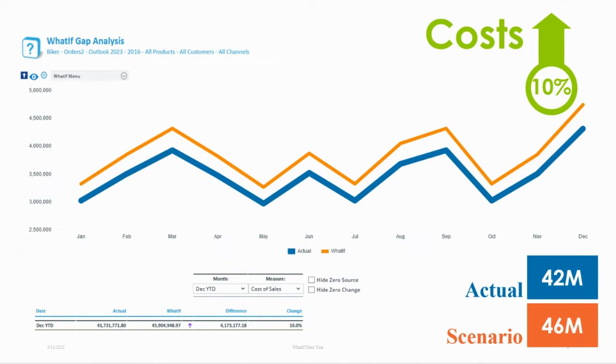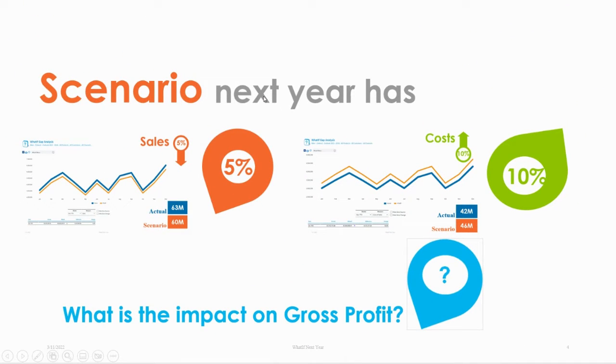Ditto for costs. The scenario is tracking at 10% higher than actuals. So by the end of the year, actuals would be 42 million and our scenario would be 46 million. So the question is, what's the impact on our gross profit?